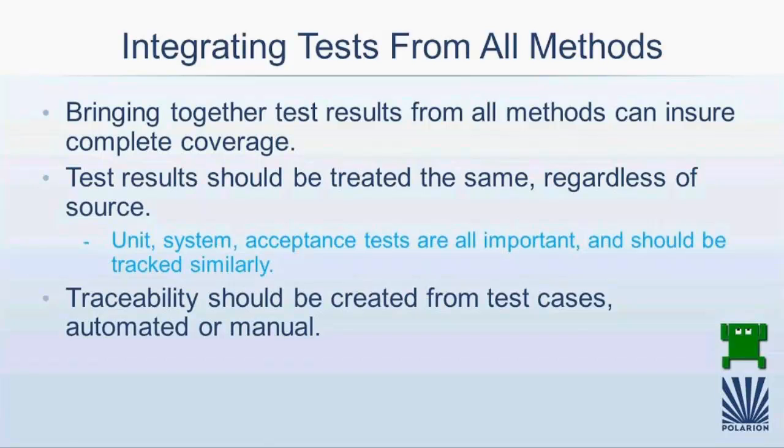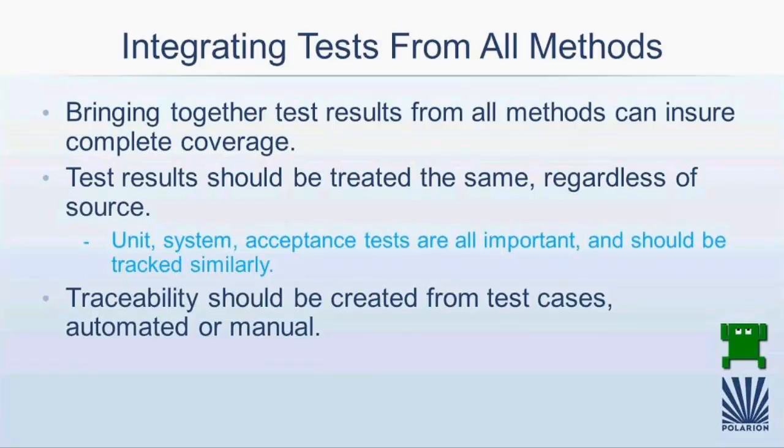is having a tool like Polarian or an ALM tool like that really helps with integrating tests from all methods. And this, we find, for QA teams, tends to be one of the most important parts. It's very common for manual testing and automated testing to be treated completely different. The results are tracked separately. The way that they report their defects back to development is treated separately. Who runs what tests is completely separate.